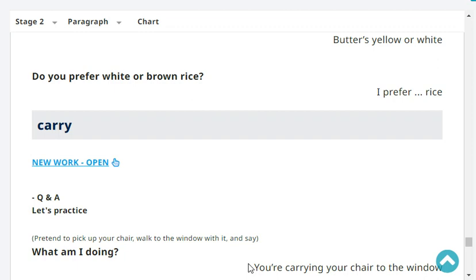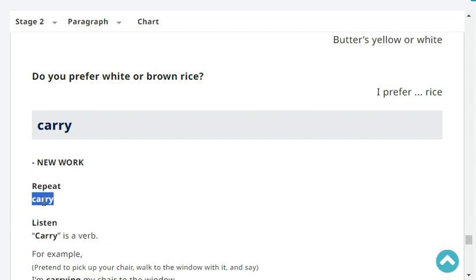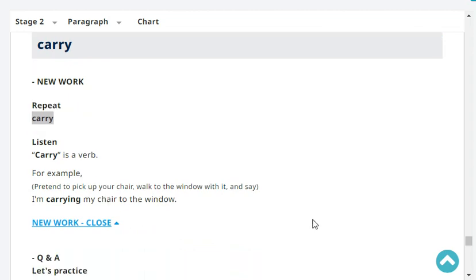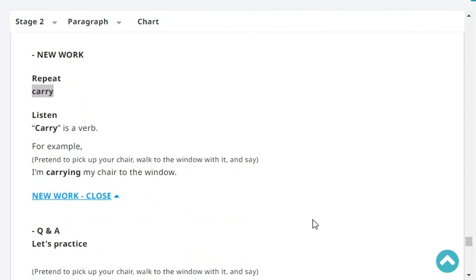Okay, do you prefer white or brown rice? I prefer white rice to brown rice. Very good. Okay, next, repeat: carry. Very good. Okay, listen. Carry is a verb. For example, I'm carrying my pen.